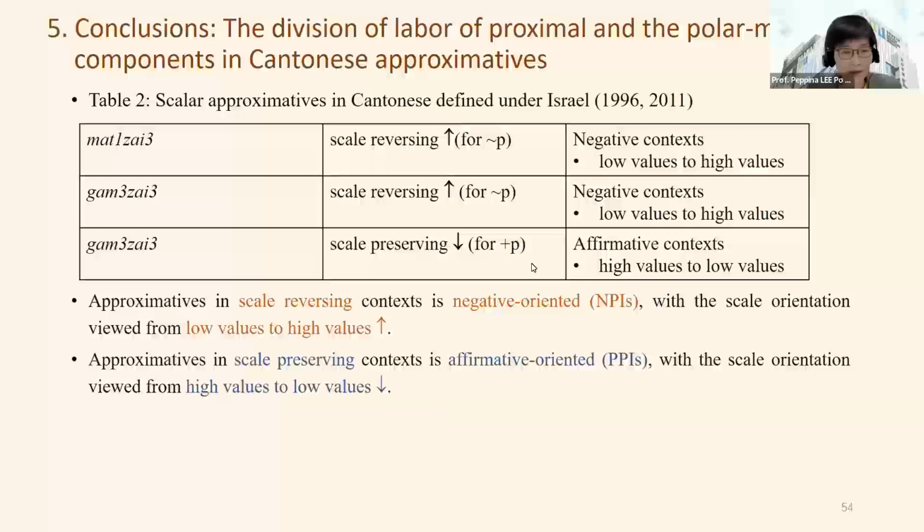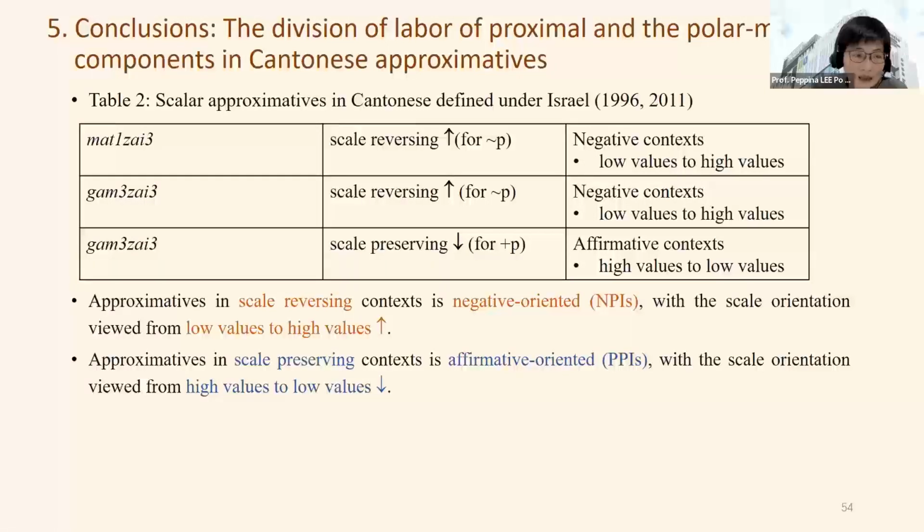So I think the content of the data is a little bit intense. So that's why it is time to give a conclusion here. The conclusion first is given in table 2. Actually, what we want to show here is that gamzai and matzai, the two of them, are very sensitive to the polarity. And then polarity somehow is related to scale ordering.